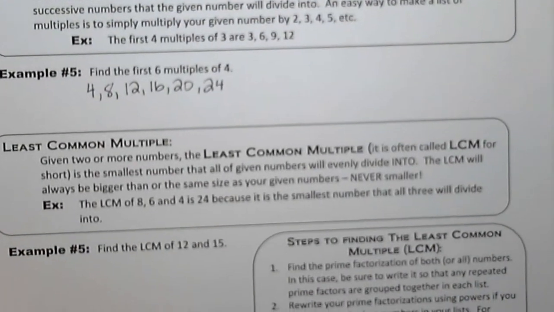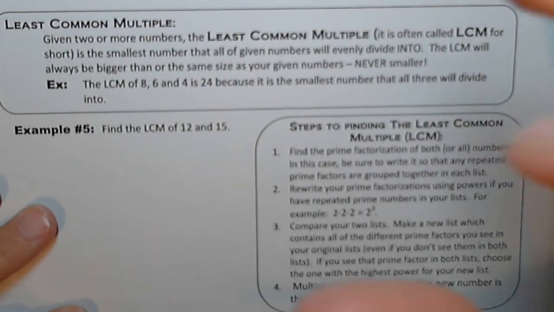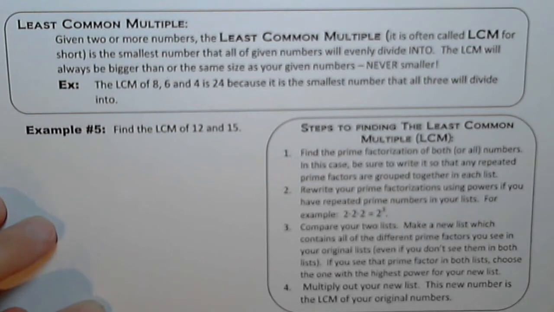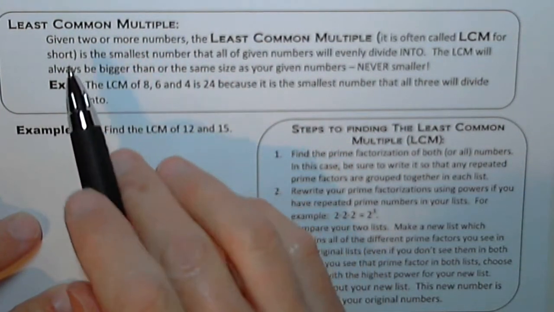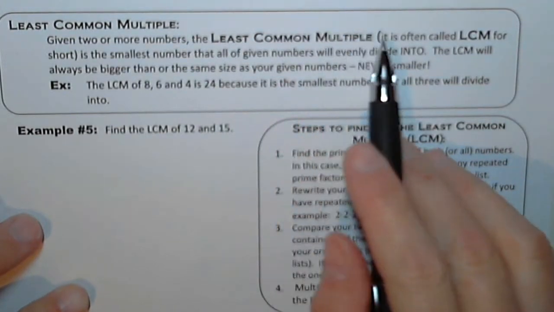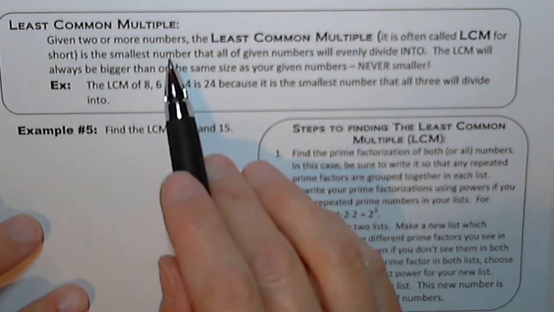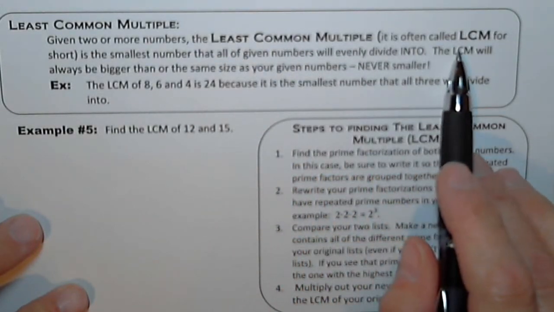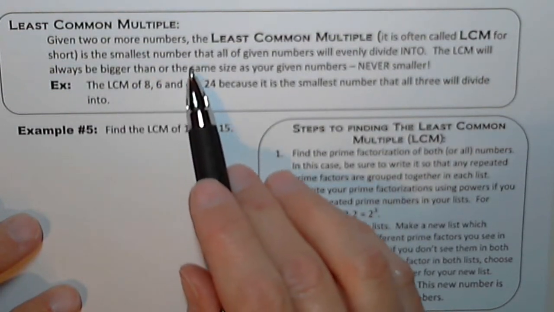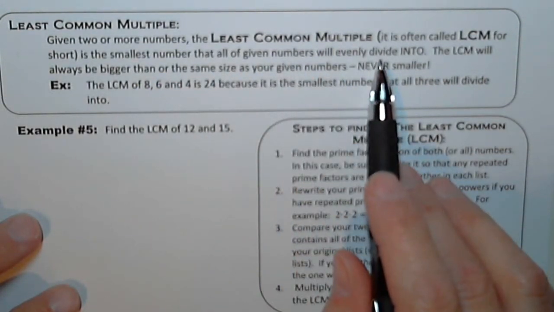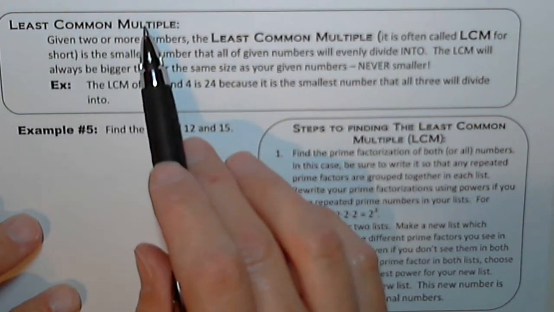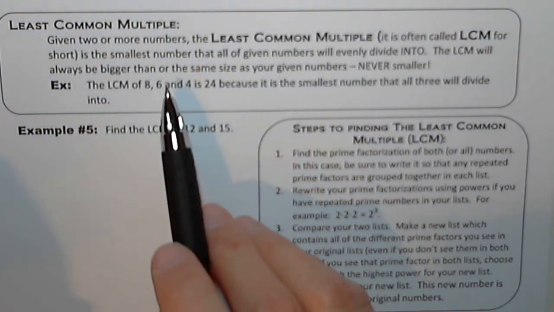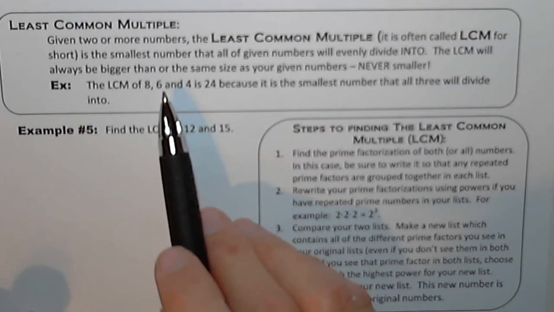That's it. This next question talks about multiples, and it's called the least common multiple. If you are given 2 or more numbers, the least common multiple, LCM for short, is the smallest number that all of the given numbers will evenly divide into. The LCM will always be bigger or the same size as your given numbers, never smaller. So oddly enough, even though it's called least common multiple, the number you're going to find is going to be no smaller than any of the numbers you're actually given.